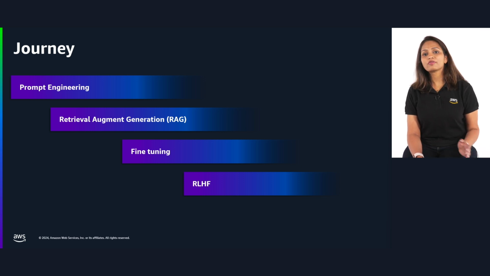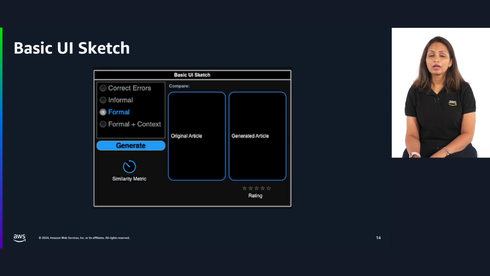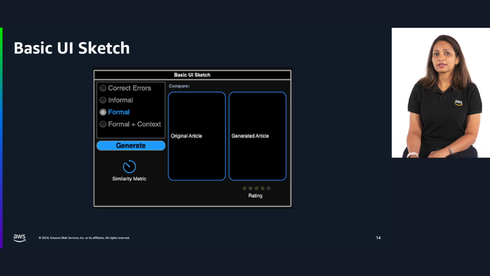Now let's look at the following slides on how this can be implemented. This is a simple UI that has been designed. The user can copy and paste the original article to be rewritten and will have 4 options to choose from. Once the generate button is pressed, the improved article is generated on the right side.